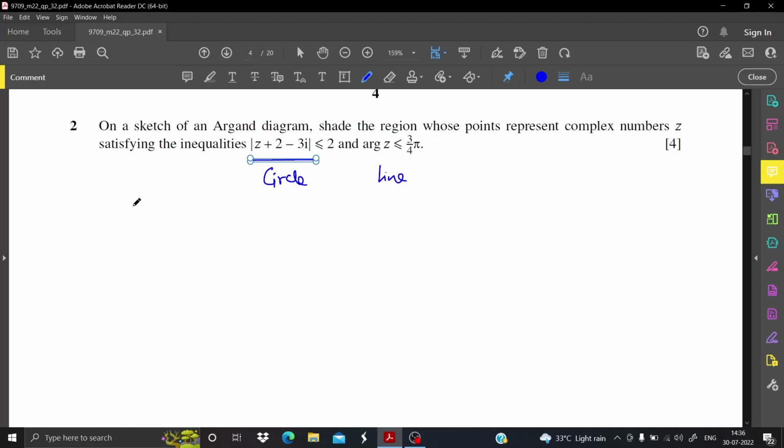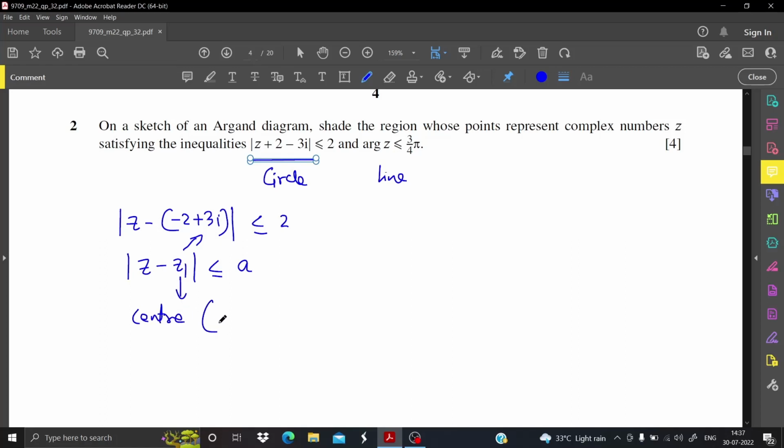So let's work out on this now. So you can rearrange this way, less than or equal to 2. The format is always modulus of z minus z1 less than or equal to some a or some constant. Here z1 is the center of the circle, so which means your center of the circle is -2, 3, and the radius is 2 units.